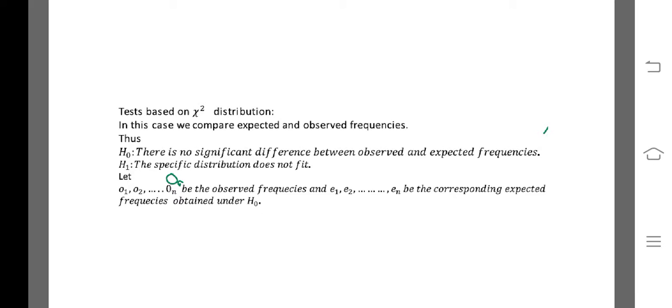Test based on chi-square distribution. In this case, we compare expected and observed frequencies. Thus, the null hypothesis H0 states that there is no significant difference between observed and expected frequencies, against the hypothesis H1, which says that the specific distribution does not fit.